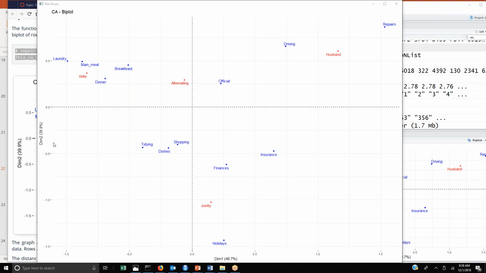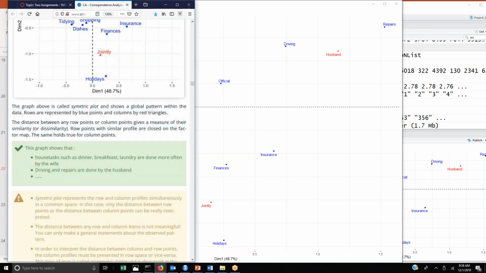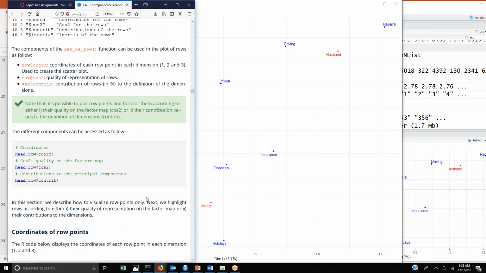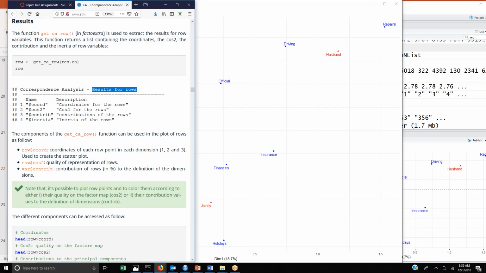All these things are done by singular value decomposition for us. That's another thing I want to share with you. If you want to explain things by rows versus columns, to explain the rows you use the results for rows. The results for rows will help explain the data from the point of view of rows, and the results for columns will help explain the columns.